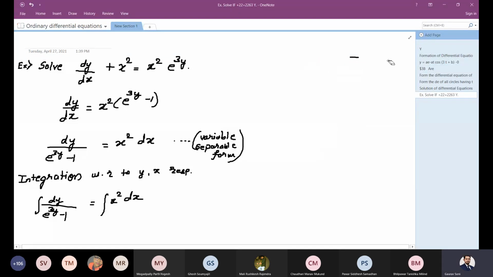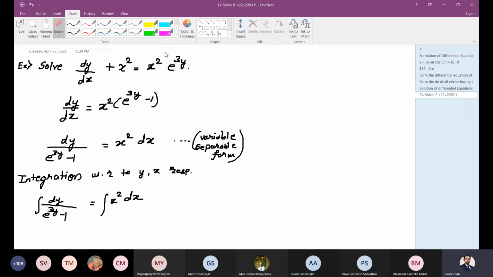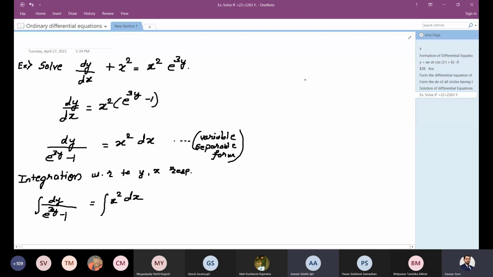In the first step we cannot directly write it as log of e raised to 3y minus 1, because there is no derivative of e to the power 3y minus 1 in the numerator. To directly write down the log, you should have the derivative of the denominator in the numerator. So another way is that I could adjust terms on the left hand side, and let's see if you can understand what I'm doing.